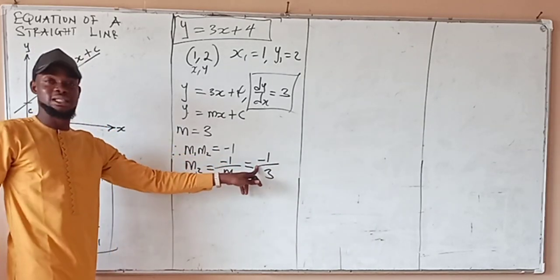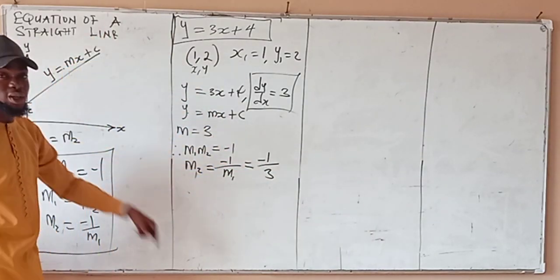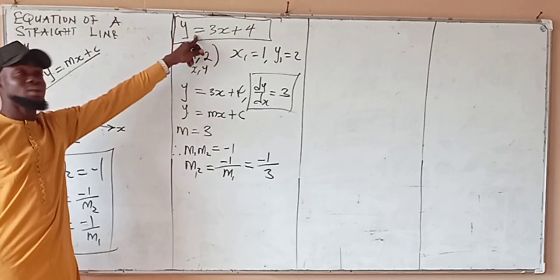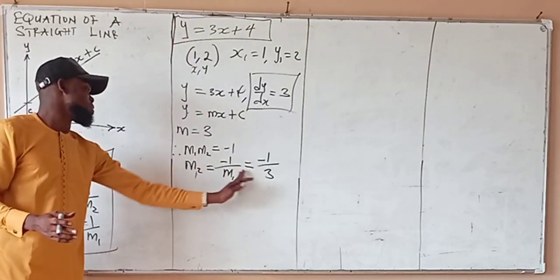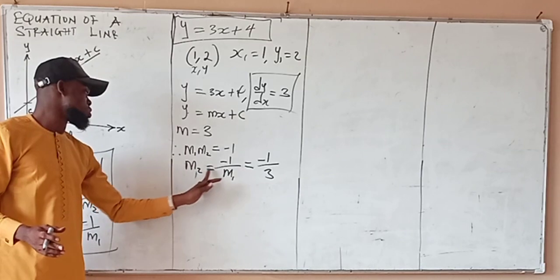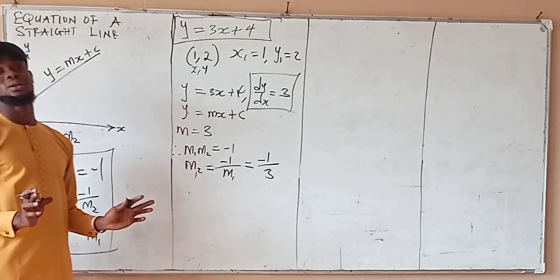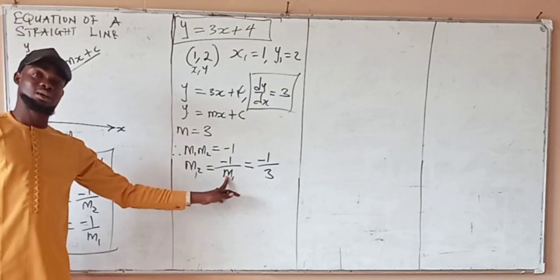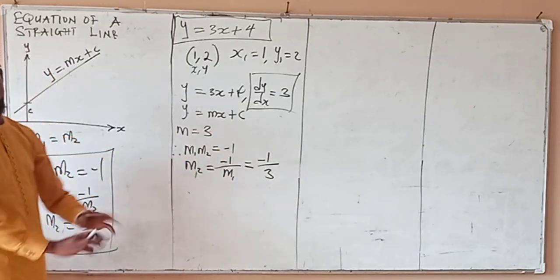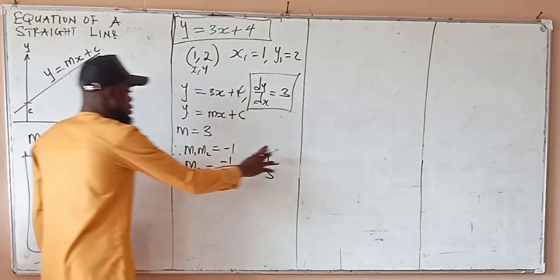Why are we using this gradient? Because the line in this question is perpendicular to the first one. For perpendicular lines, the gradients are related as m2 equals minus 1 over m1. We are looking for m2, so when you know m1, you take minus 1 over that. That's how we do it. So this is the gradient I'm going to use.